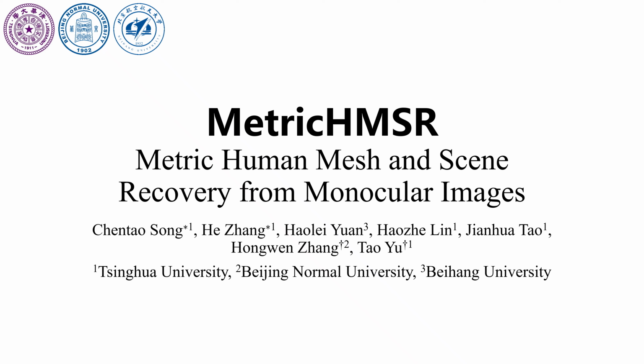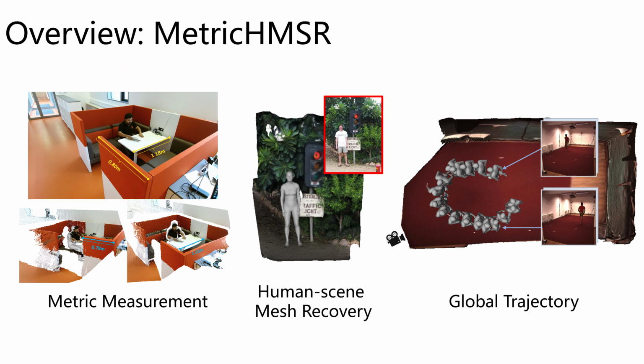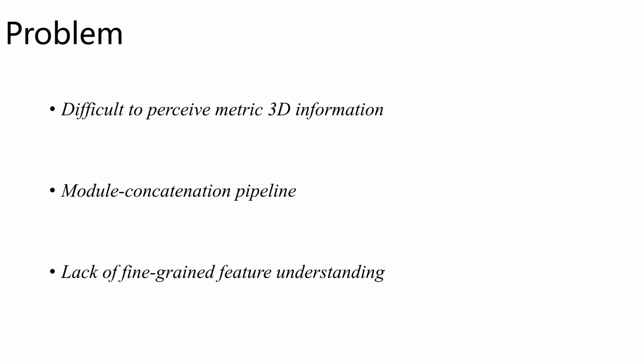We propose MetricHMSR, a novel approach for metric human mesh and scene recovery from monocular images. MetricHMR is capable of recovering metric scale, reconstructing human scene meshes, and estimating globally consistent 3D trajectories through independent per-frame processing.